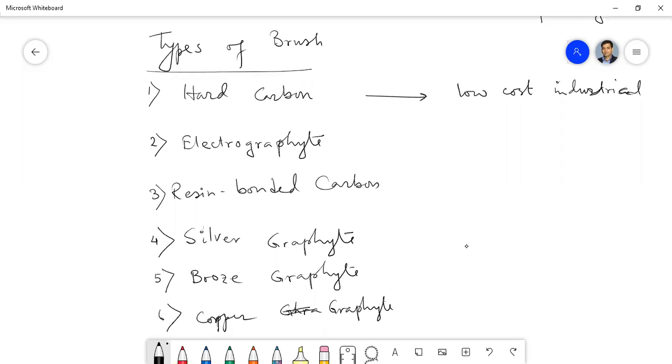Low cost industrial machines. This is the most popular one.